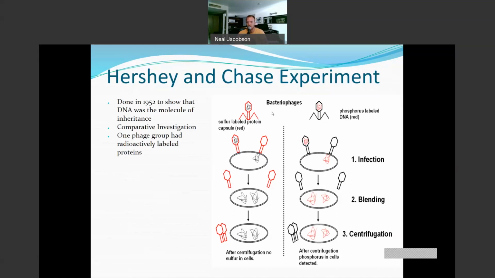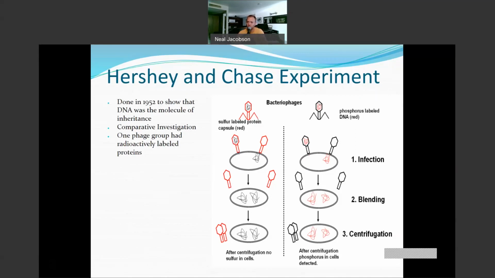And so they let these bacteriophages infect the bacteria, and then the bacteria would go create new virus particles, and those new virus particles did not have the radioactive proteins. And so they said, okay, obviously the proteins are not carrying the information on the code, but they wanted to see if it was DNA. So they checked for DNA. They radioactively labeled the phosphorus in DNA. And if you remember, phosphorus is bound to 4 oxygens in a phosphate.